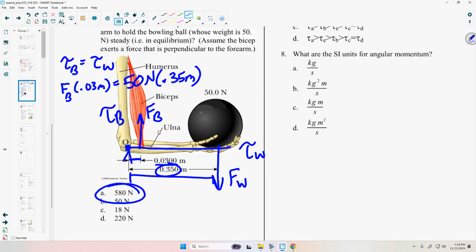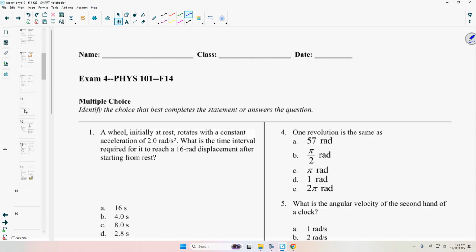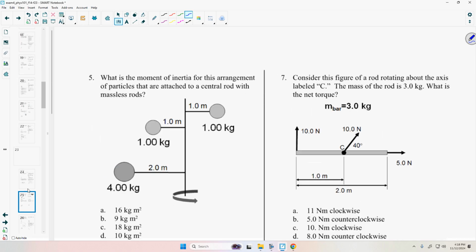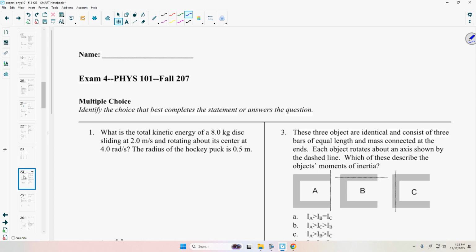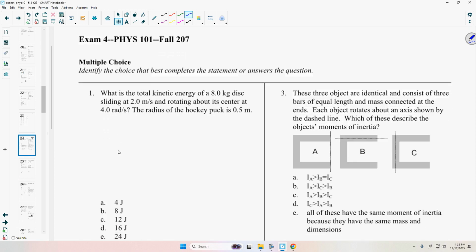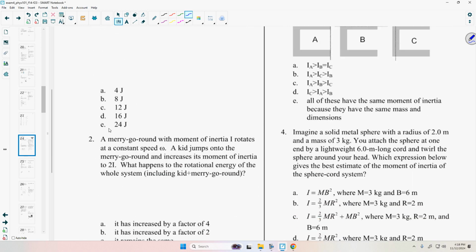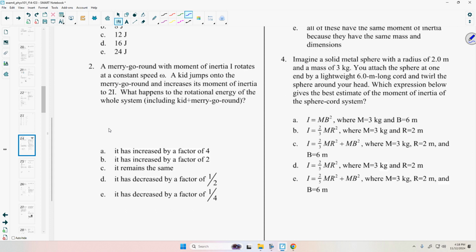Number 4 in 2017. This one, 207, that one.